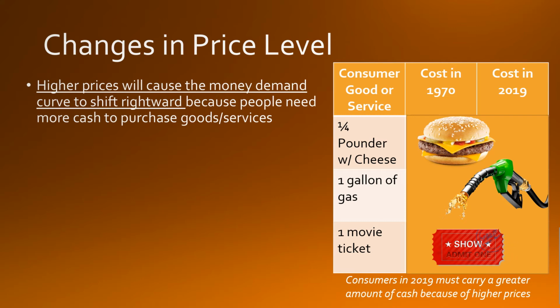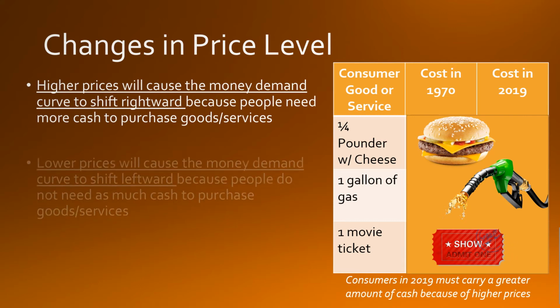So higher prices on average will cause the money demand curve to shift rightward, because people need more cash to purchase the same goods and services. So as the overall price level in the economy rises, the overall amount of dollars you need to buy things also rises, right?